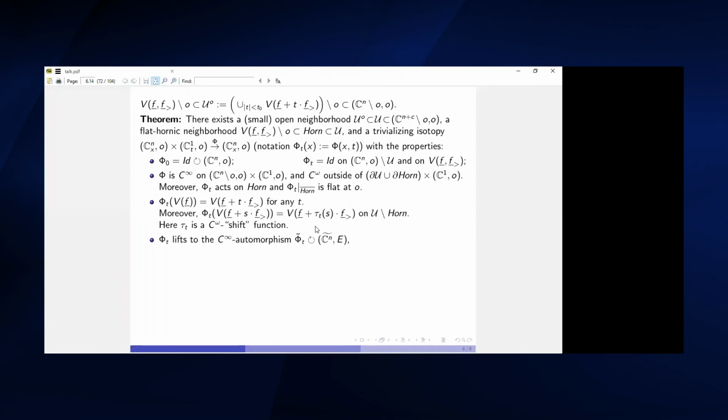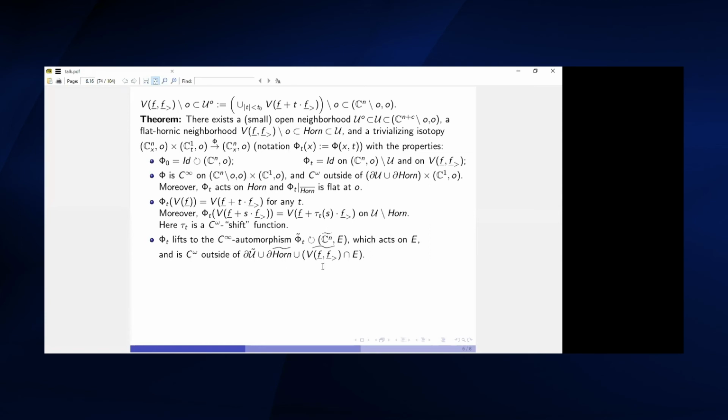One more property: phi t lifts to a C infinity automorphism on the resolution. Remember, previously it was C infinity except for the origin, but upstairs it is just honest C infinity everywhere. And it acts on E, of course, because phi preserved the origin, so phi tilde must act on E somehow. And it is real analytic outside of the boundaries of the strict transform of the U, and the strict transform of the horn.